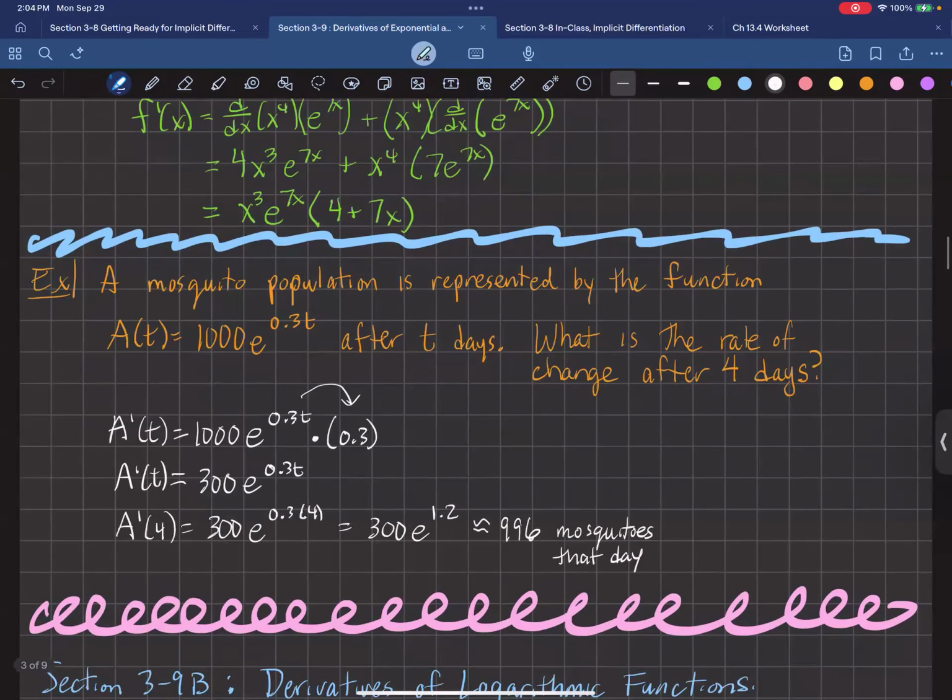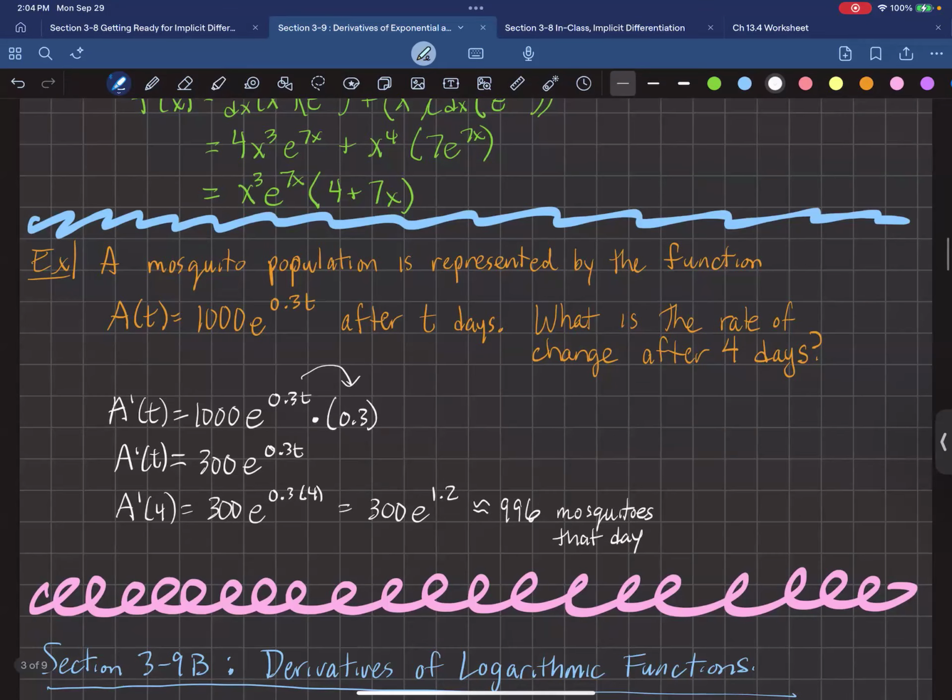That's an example of doing stuff here. Next video will be derivatives of log functions rather than exponentials.